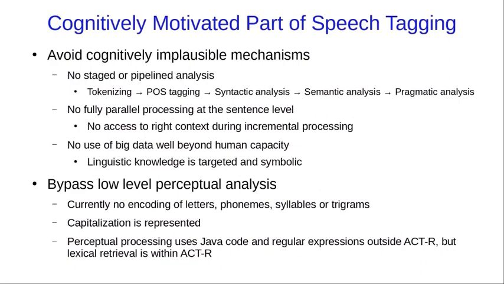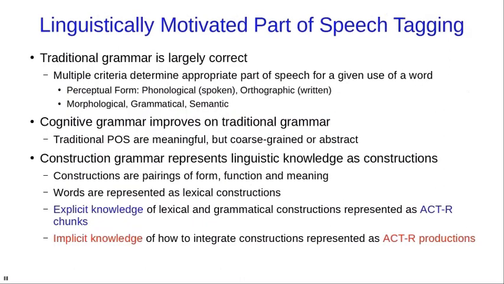However, we do bypass low-level perceptual analysis. There currently is no encoding of information about letters, phonemes, syllables, or trigrams. However, capitalization is represented. Perceptual processing in double R grammar uses Java code and regular expressions outside of ACT-R, but lexical retrieval is within ACT-R.